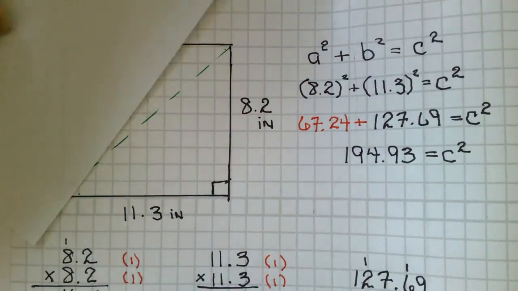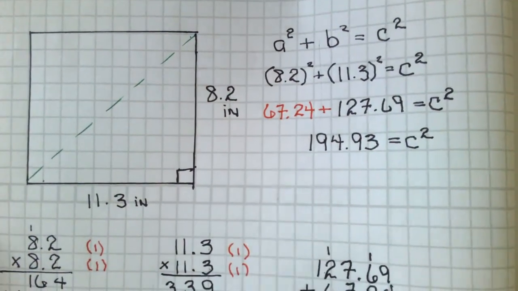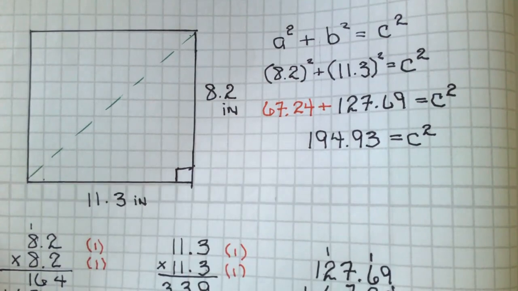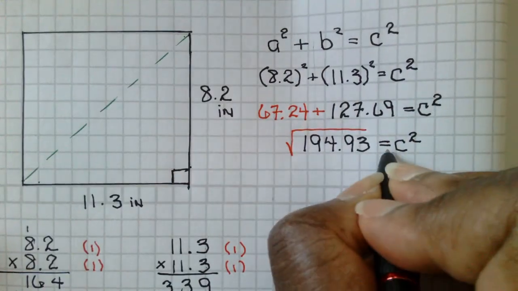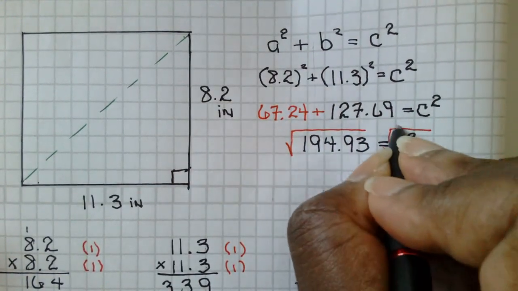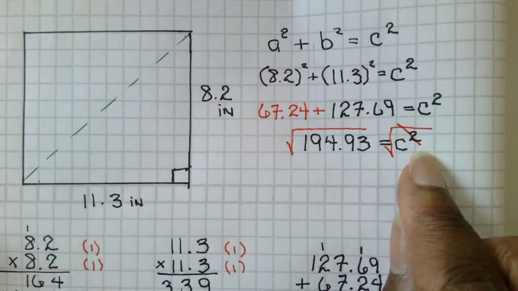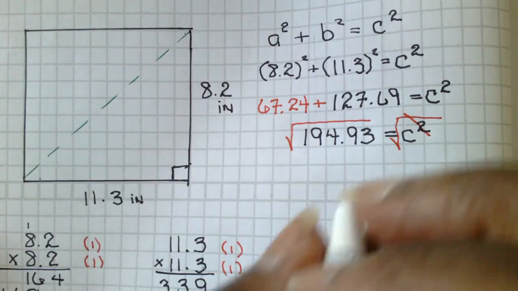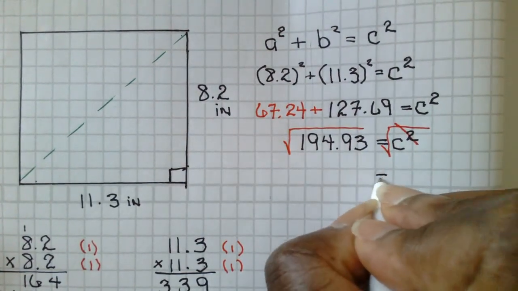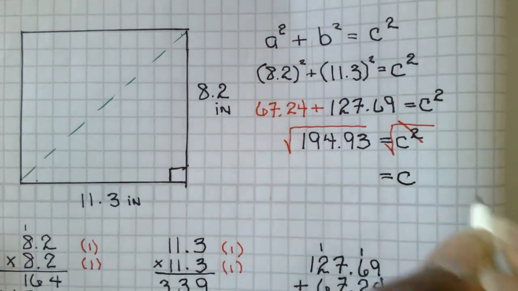Okay? So in order for us to get our C by itself, we have to do the square root, because the inverse of a square is a square root. They're inverses of each other, so they will cancel out. So then we have our C equals.